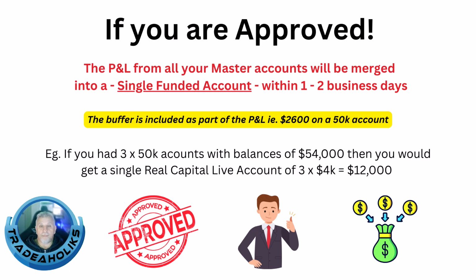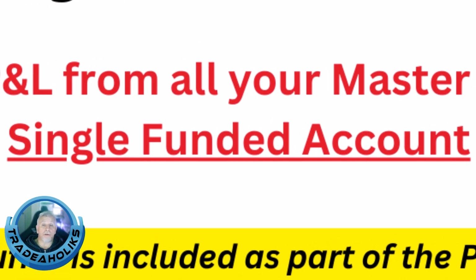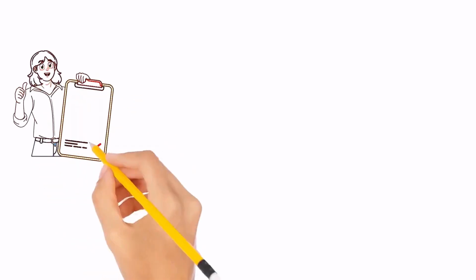If you're approved, the profit and loss from all your master accounts will get merged together into a single account within 1 to 2 business days. Now, that is including your buffer. So, for example, if you had 3 $50,000 accounts that you started with, you grew them to $54,000 each, that would mean you've got 4,000 times 3 of profit that you made, which is 12,000. That gets put into a single real money live account for you to trade.